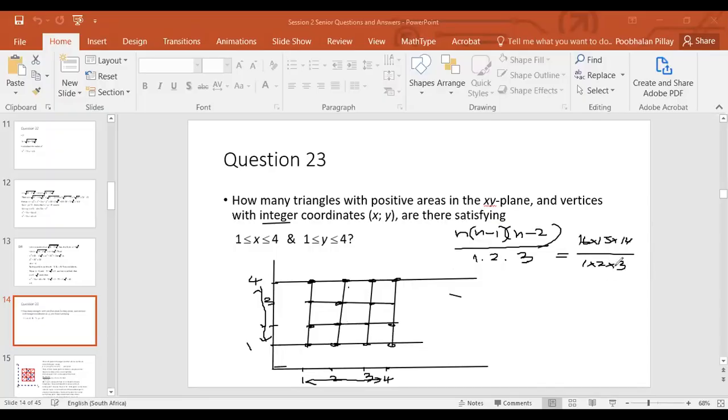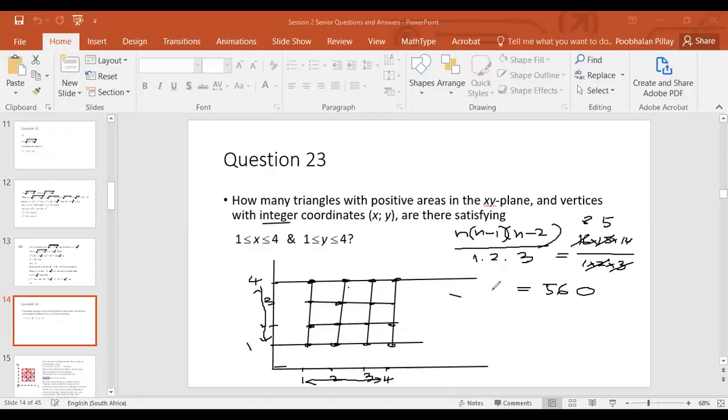I don't, as I told you, I don't multiply. 3 goes into 15 5 times. 2 goes into 16 8 times. So it's 8 times 5, which is 40. And 40 times 14 is 4 times 14. That's 56. So if I choose 3 points, any 3 points from here, there are 560 ways of choosing 3 points from 16 points.